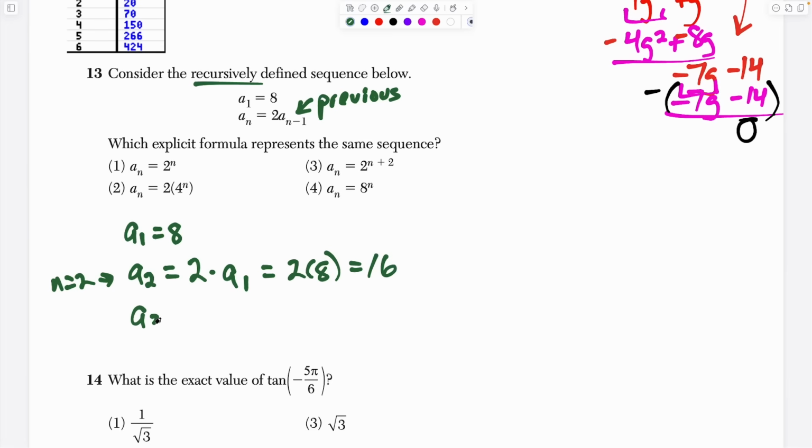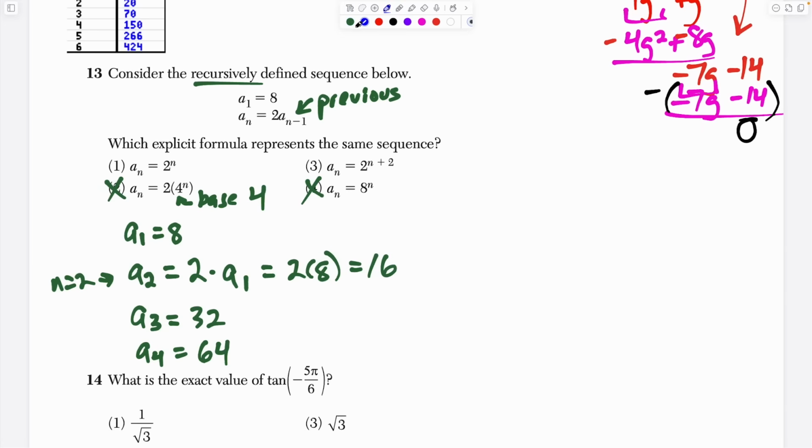Okay, so then a sub 3 I could plug in, or I could just see, oh, it's going to go times 2 each time, and I would get 32. A sub 4 would be times 2, which would give us 64, and so on. So it looks like a power of 2 situation. So choice 2 is out because this is base 4, and this would tell us to multiply by 4 each time. So this formula is not going to be good. This formula is not going to be good as well. So it's going to be one of these answer choices here.